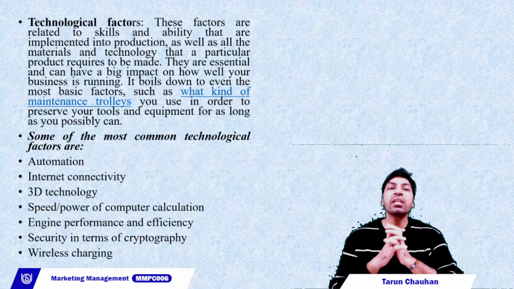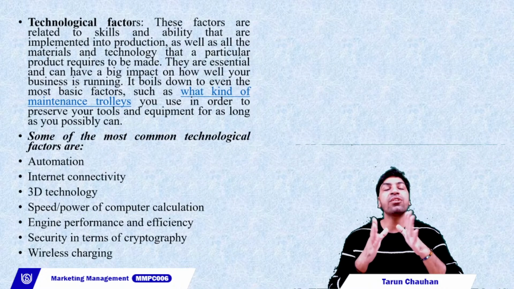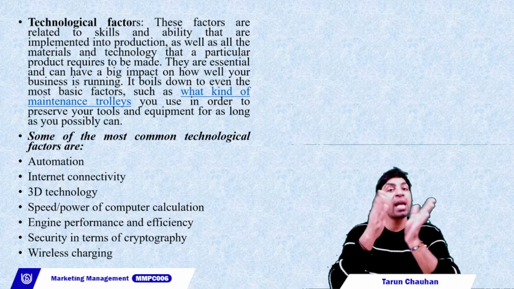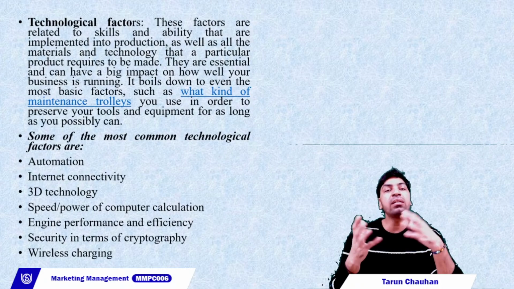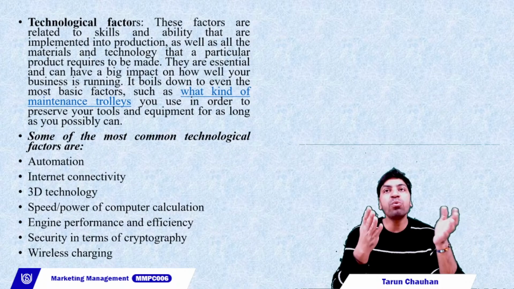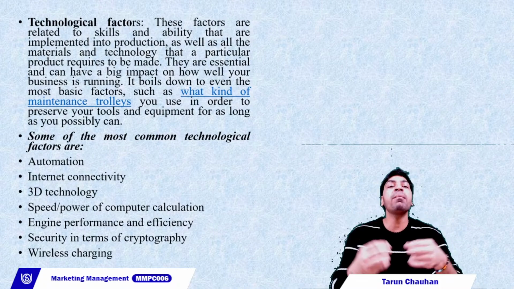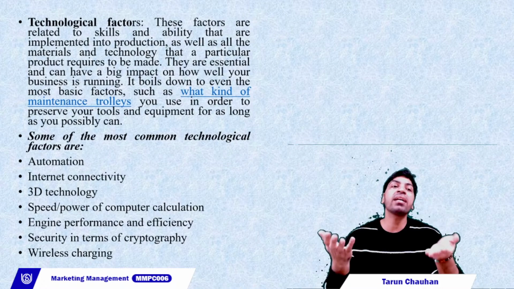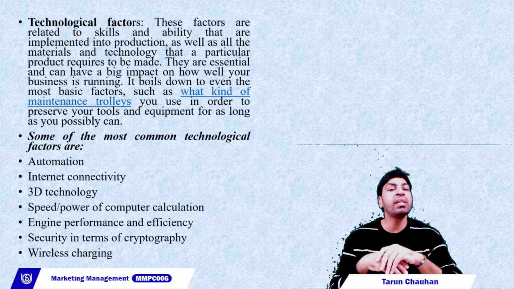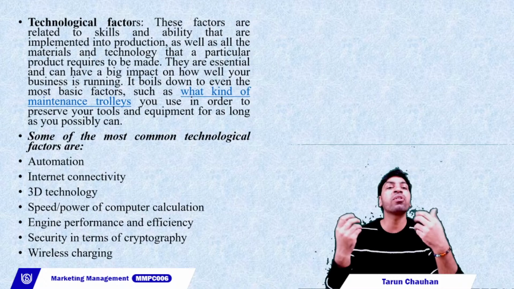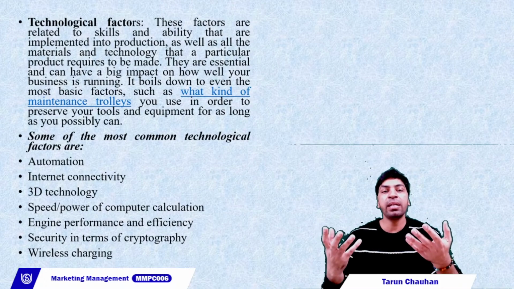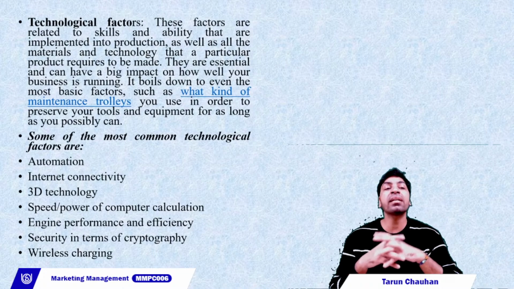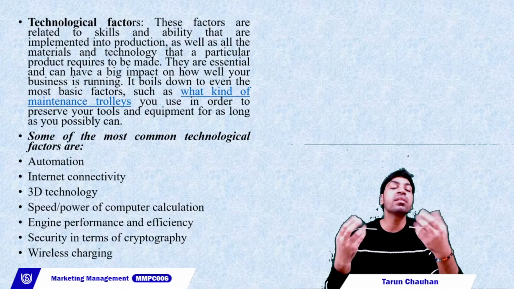Next one is technological factors. These factors are related to the skills and abilities that have been introduced by the company at the production level, as well as the materials and technology used in making or preparing the finished product. So it automatically requires such skills and abilities while creating a new product for a market, and so on. Technological factors have a big impact on how the company's business runs.